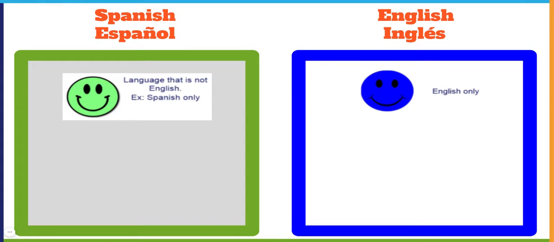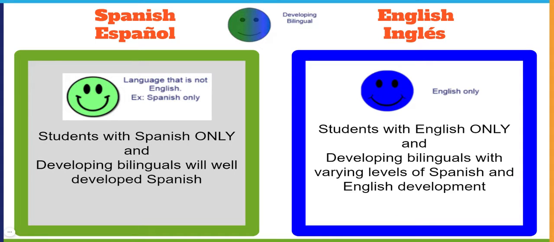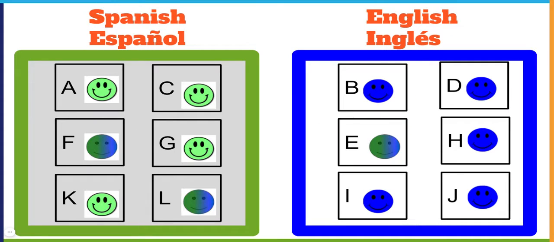The language questionnaire allows us to create 2 language categories, the Spanish language category and the English language category. Developing bilinguals can fall in either category. Developing bilinguals with well-developed Spanish will be placed in the Spanish language category, and developing bilinguals with varying levels of Spanish and English development will be placed in the English category. This image shows a set of 12 applications which have been placed into language categories.